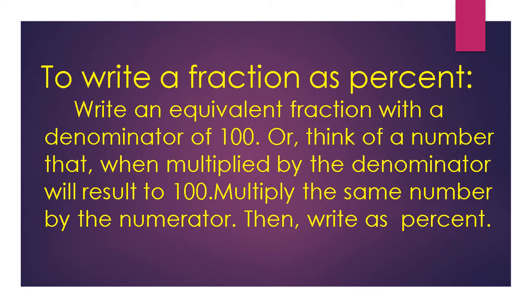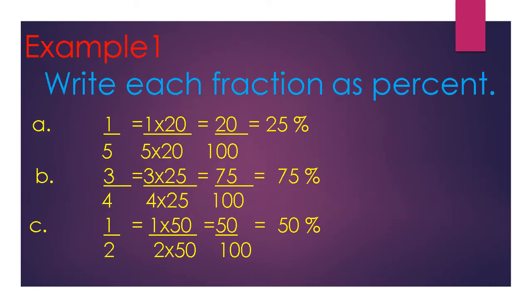To write a fraction as percent, write an equivalent fraction with a denominator of 100, or think of a number that when you multiply by the denominator will result to 100. Multiply the same number by the numerator, then write as percent. Example number 1. Write each fraction as percent.